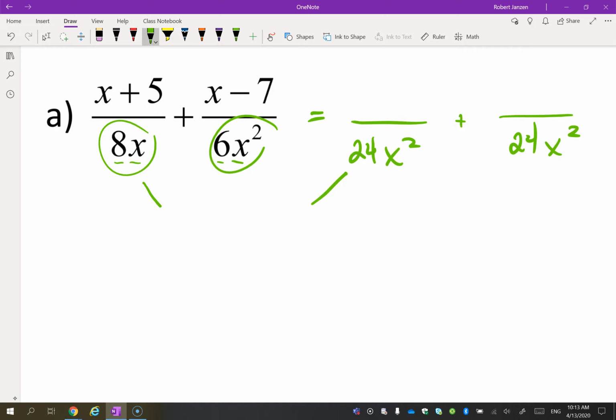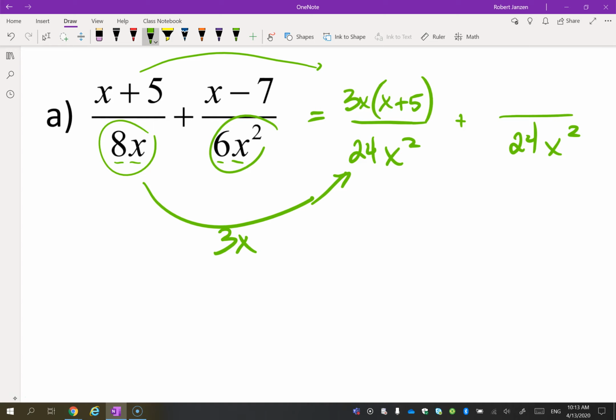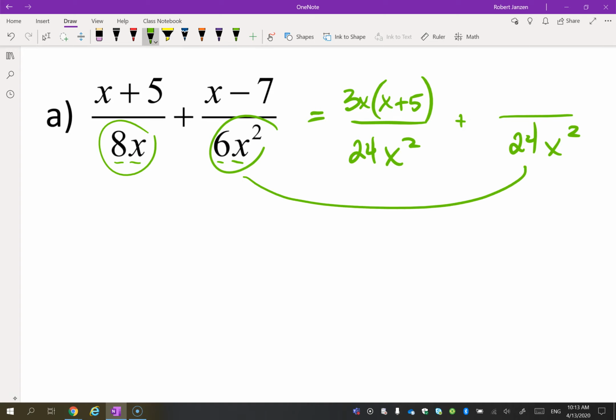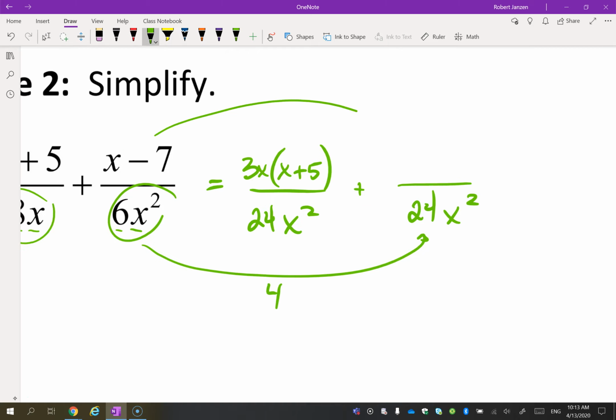So, how many times does 8x go into 24x squared? What did I do here? I multiplied by 3x. So I'm going to multiply the numerator by 3x. And I'm actually going to write this step out. So I'm going to multiply 3x times x plus 5. Okay? Let's look at the second one. What did I multiply 6x squared by to get to 24x squared? By 4. So let's multiply this by 4 times x minus 7.